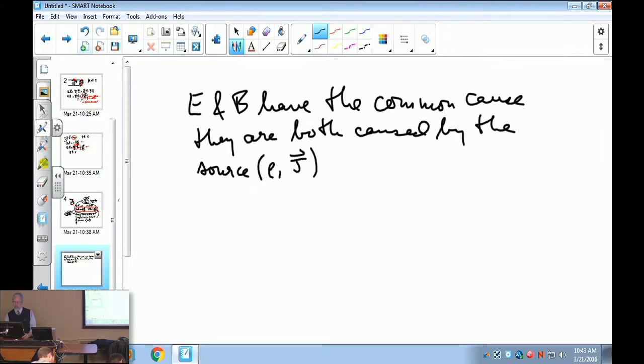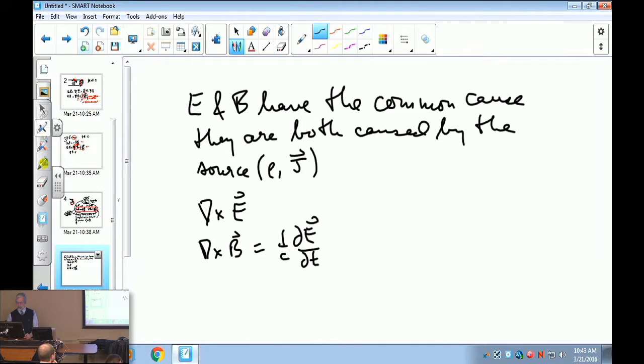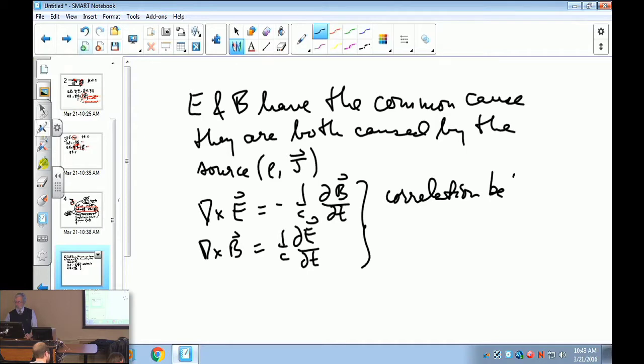And the source is described by rho and J, right? Current, and then it's moving. So rho and J describes the source. E and B have a common cause. And so these equations, the curl of E and the curl of B, in the source-free region, these simply express the correlation. So this is a correlation between things, between effects, generated by the same cause.